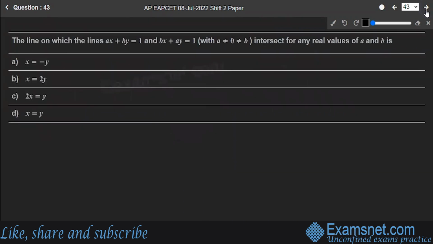Right? Next, question number 43. The line on which the lines intersect, with a and b not equal to 0, for any real values of a and b is. So in this question, we are given 2 lines. Let's write down the lines first.